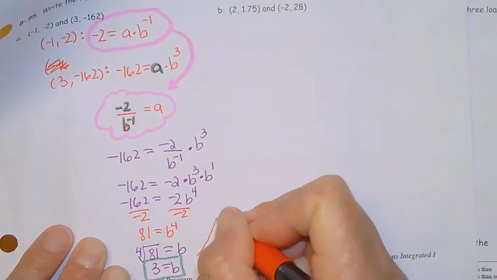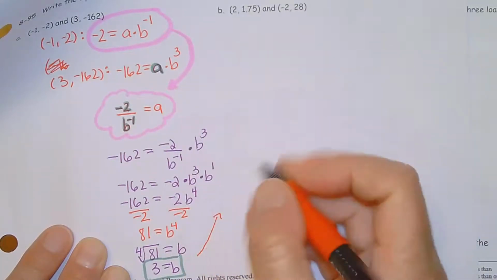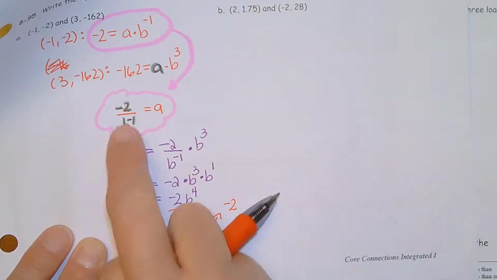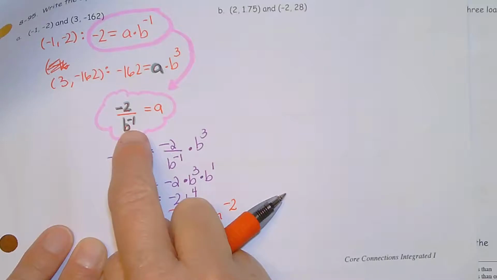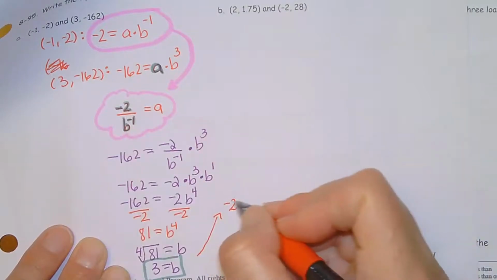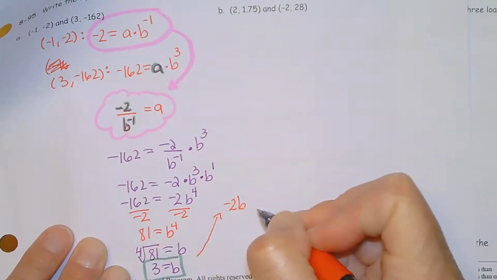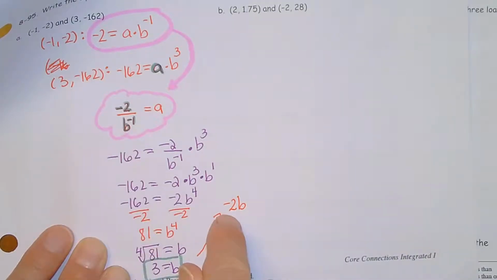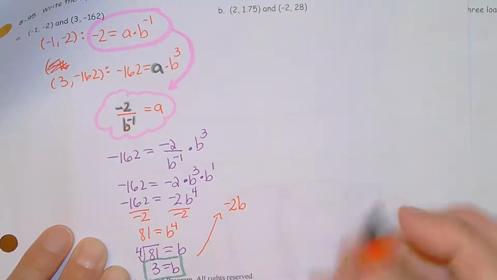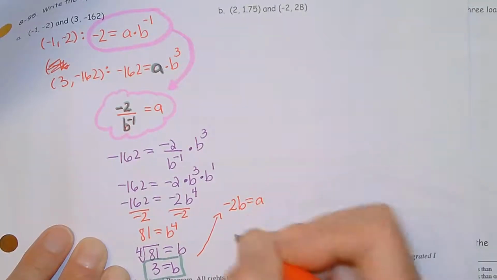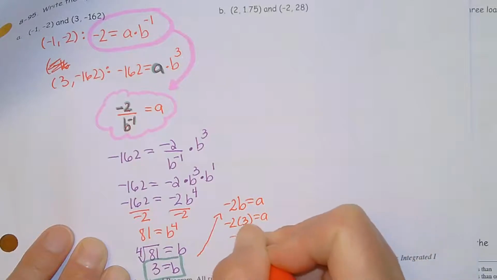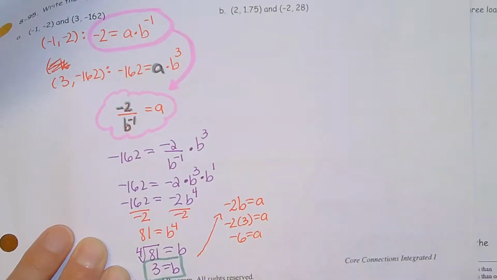Okay, so now I'm going to substitute it into that. So it's -2, and again, the b to the negative first, if I move that up, it really becomes b, or b to the first. So really this and this are the same. This is the nicer version, is equal to a. So I'm going to have -2 times 3 is equal to a. So a is equal to -6.